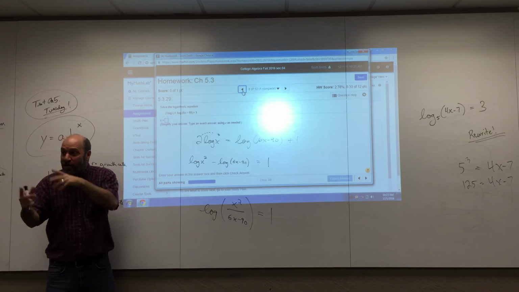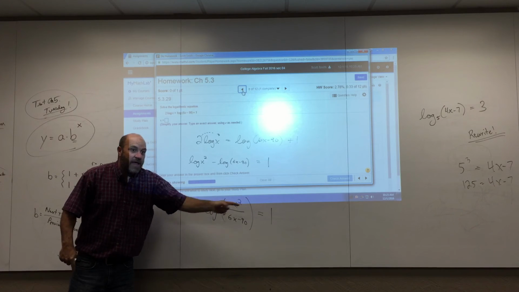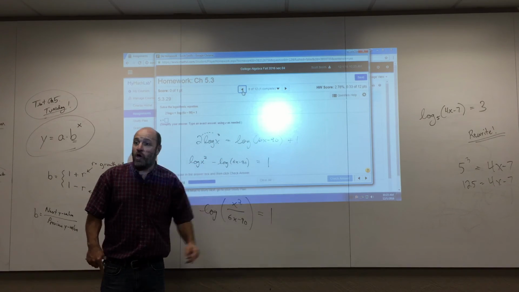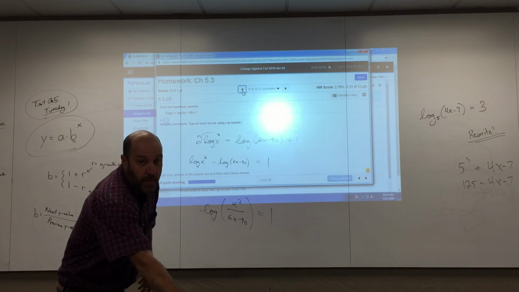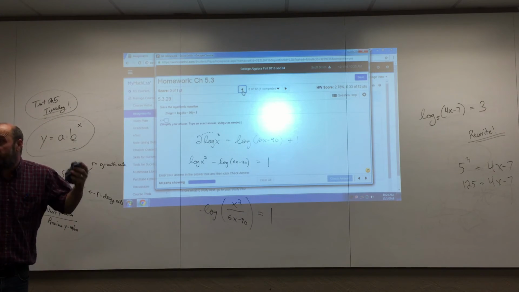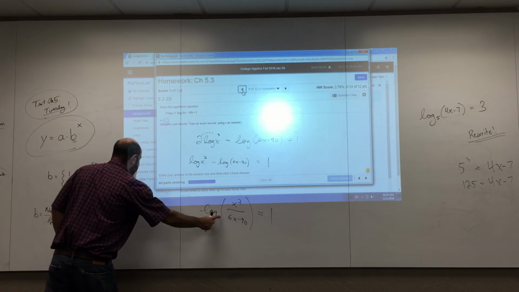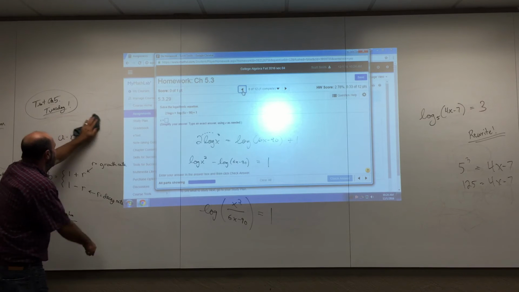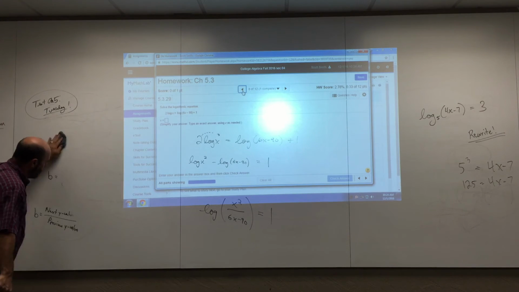You got one log equals a number, and you can do like I did a second ago: rewrite the log. But you have to start with the base. And what is the base right here? 10. Thank you. It's base 10.